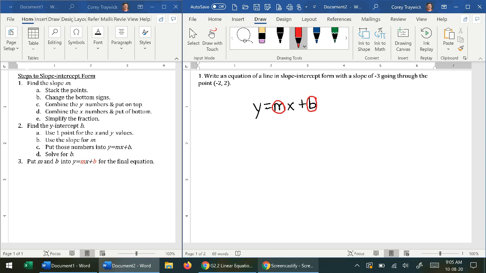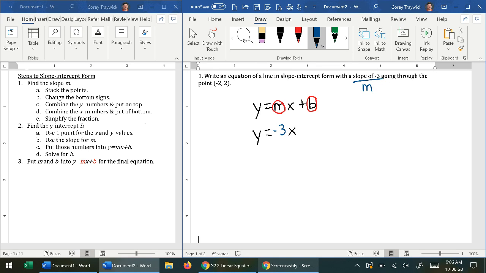So let's look at our first example. Write an equation of a line in slope-intercept form with a slope of -3 going through the point -2, +2. In our equation, we're going to have a y and an x, and we have to find the slope, the letter m, and the y-intercept, the letter b. So the first step is to find the slope. Well, it tells us in the problem that the slope is -3. So we're going to use that as our m number in our equation.